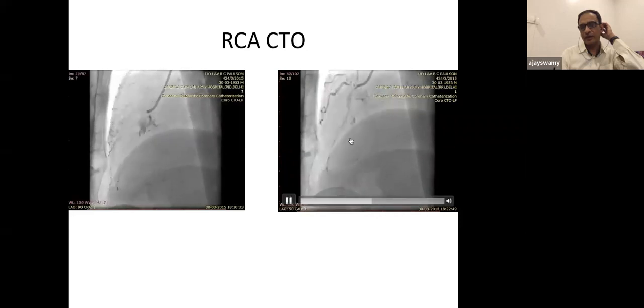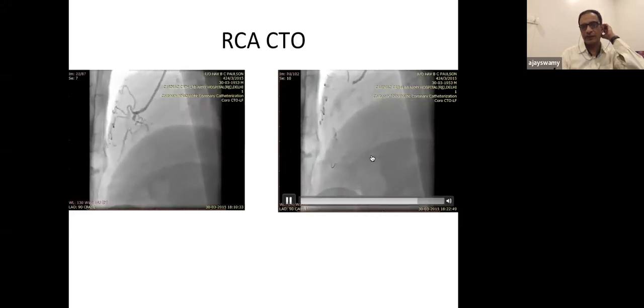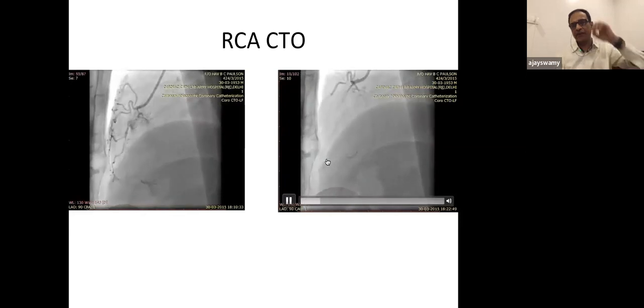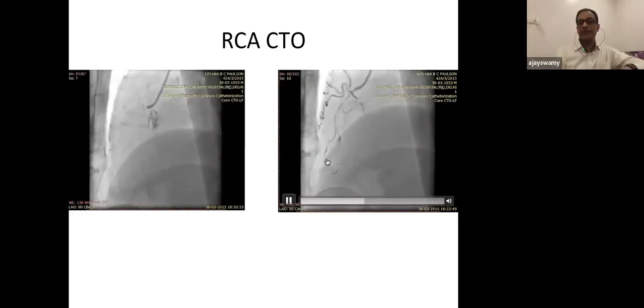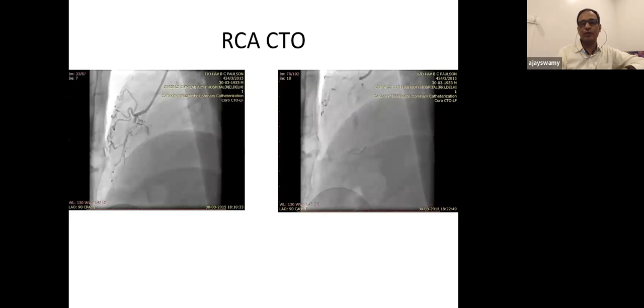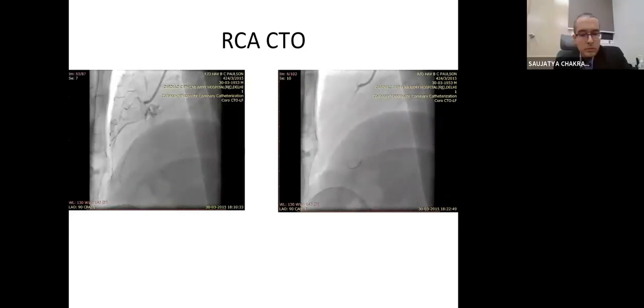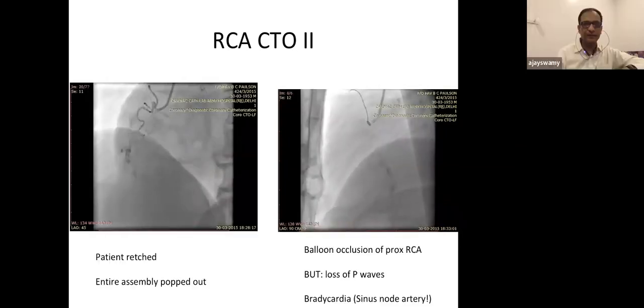So we were not worried about that. But distally, we felt that it looks all right, but there is some extravasation here. We weren't sure whether it's a dissection. But then the patient by this time had been on the table for a while and he gave a massive retch and he pulled out the whole system. And this is what we ended with. Entire assembly popped out and there is an ugly perforation there.